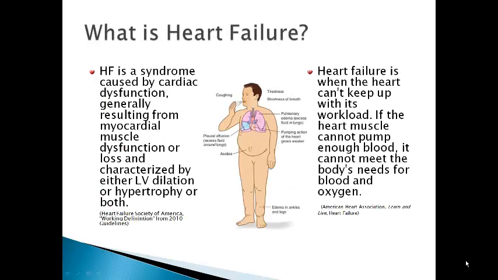What is heart failure? The Heart Failure Society of America defines heart failure as a syndrome caused by cardiac dysfunction, generally resulting from myocardial muscle dysfunction or loss, and characterized by either left ventricular dilation or hypertrophy or both. The American Heart Association offers a less technical definition. Heart failure is when the heart can't keep up with its workload. If the heart muscle cannot pump enough blood, it cannot meet the body's needs for blood and oxygen.